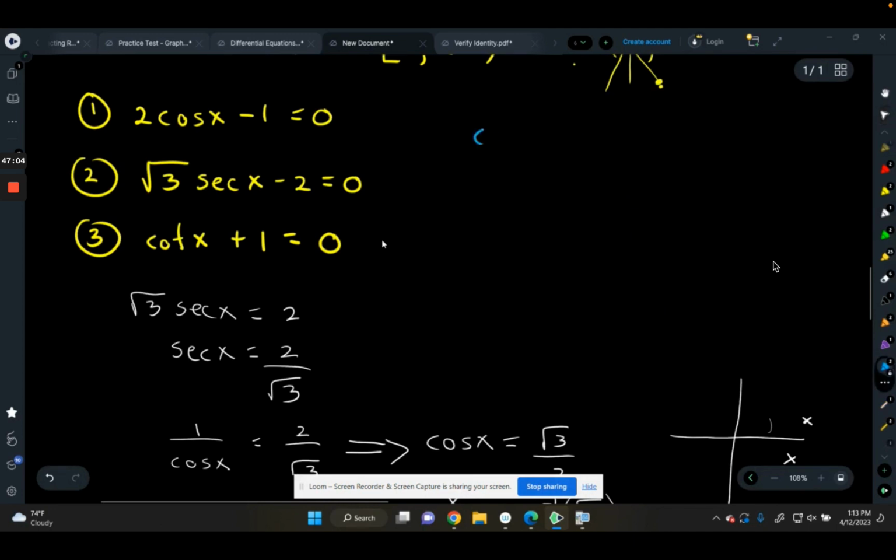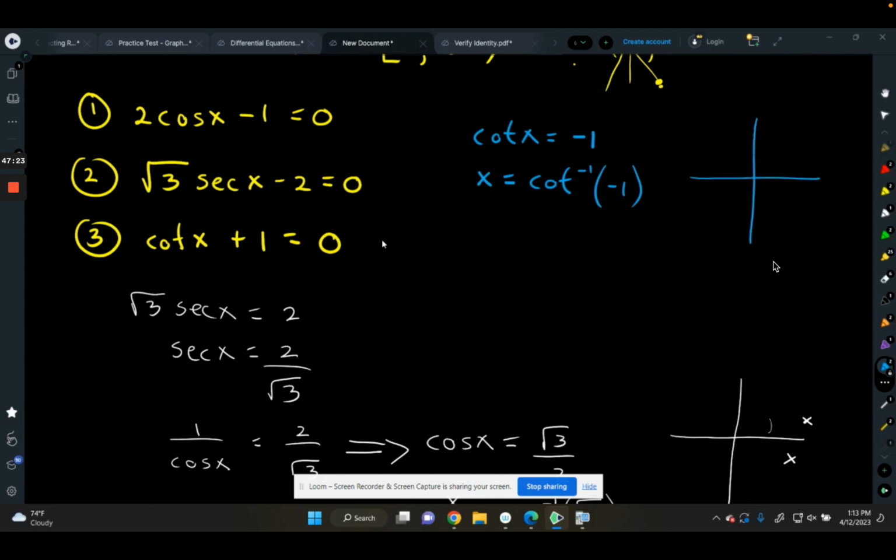Okay, last one. Cotangent x equals -1. So x equals the inverse cotangent of -1, right? So cotangent is x over y. Where is that equal to -1? Well, it's not going to be in quadrant 1 because they're both positive, so we'd get a positive. It's over here in quadrant 2. It's not going to be in quadrant 3 because in quadrant 3 they're both negative. So we're looking at 2 and 4.